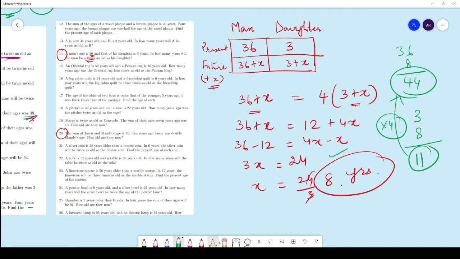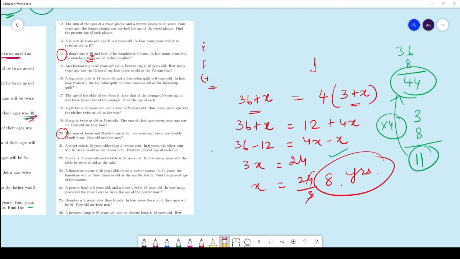Okay. So let us move on to question number 20 now. Let me erase this once again and we will start with the new question.